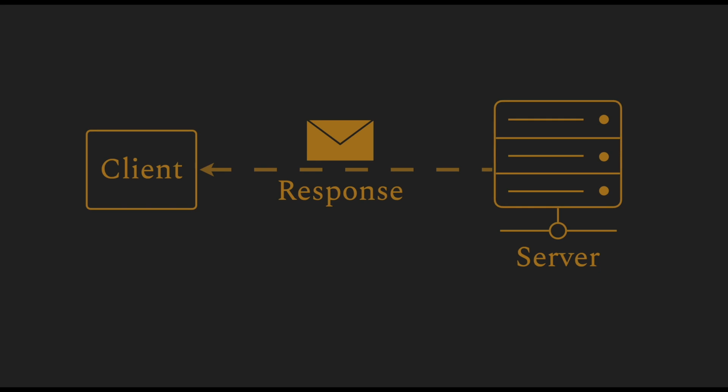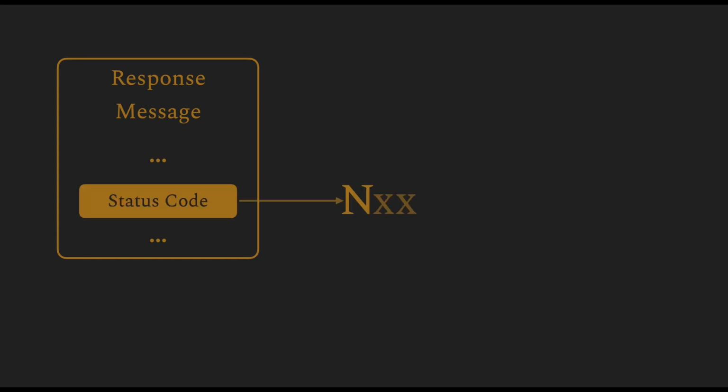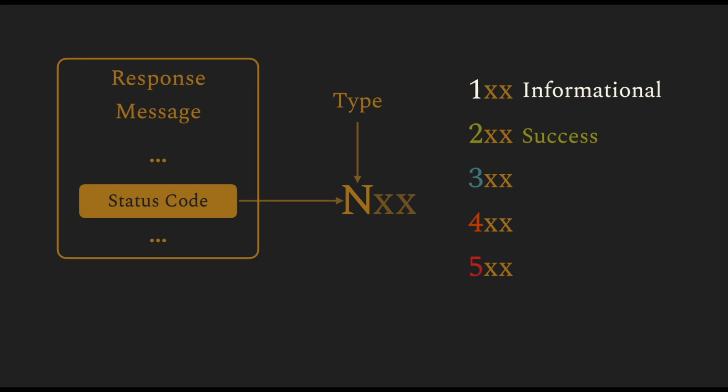Now let's take a closer look at the response from the server. The response must indicate if the action was successful, or if the action failed, why it failed. If you recollect, response messages contain a status code. A status code is a 3-digit number, and the first digit defines the type of the response. Based on the first digit we have the following 5 categories: informational, success, redirection, client error, and server error.